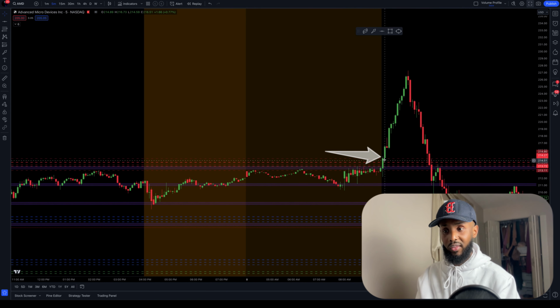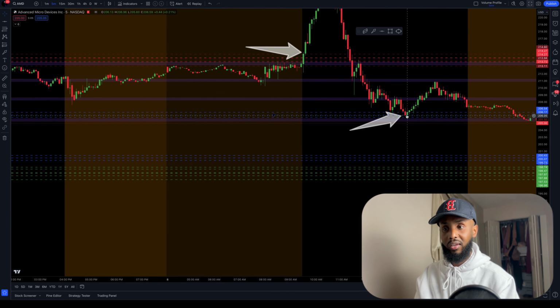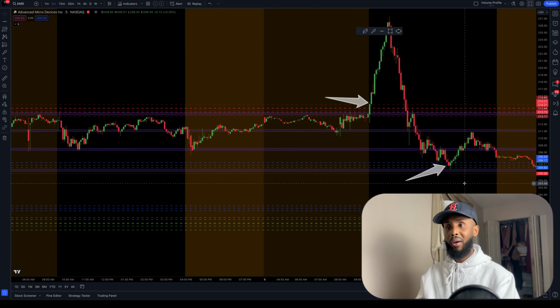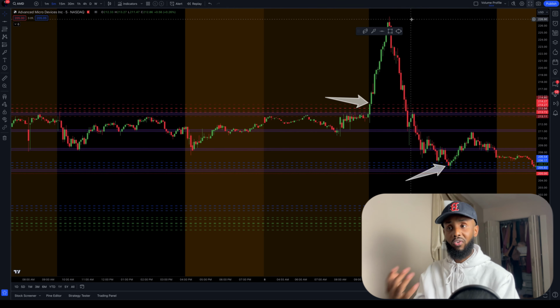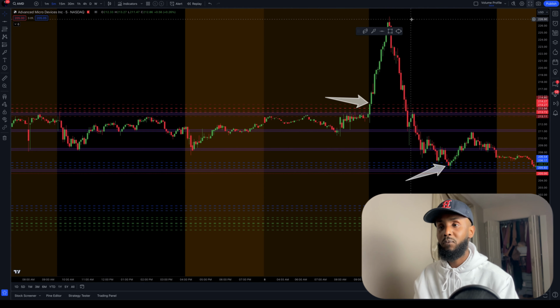And the same way with this. Once we break out of this, this required a lot of volume to push this thing out, and we can see that volume did come in, but it did not come in here to push this thing lower. So now, how am I able to determine once this thing breaks out if it's going to move higher, if it's going to move lower?